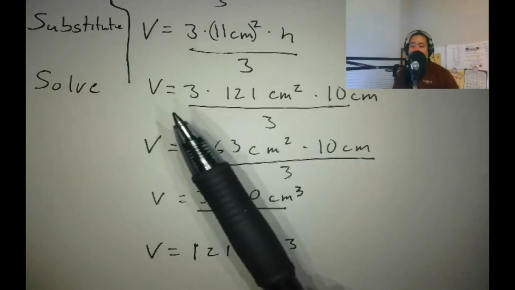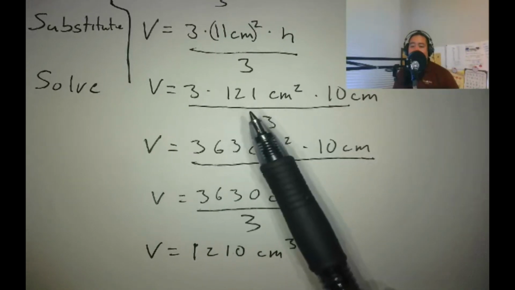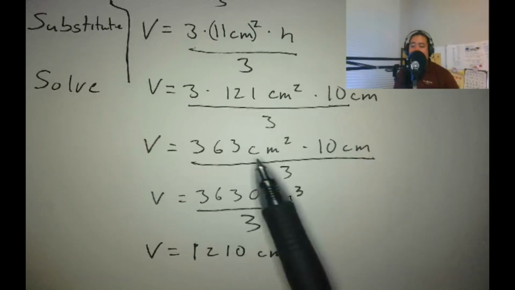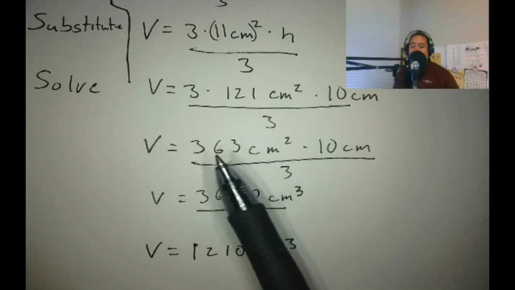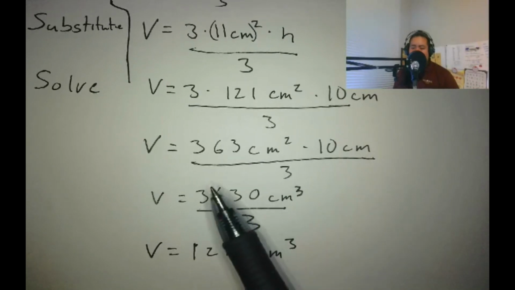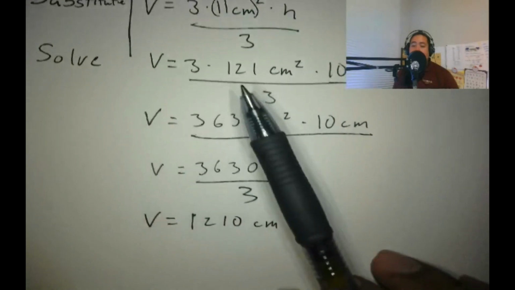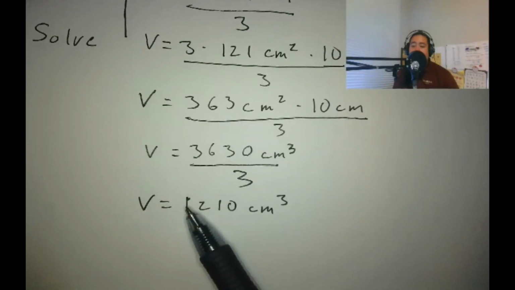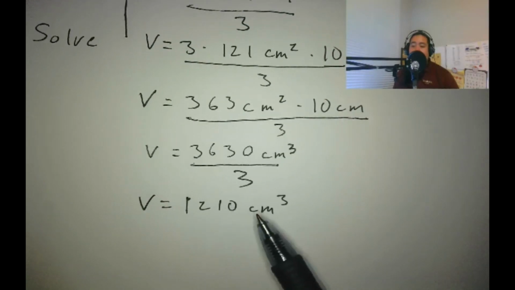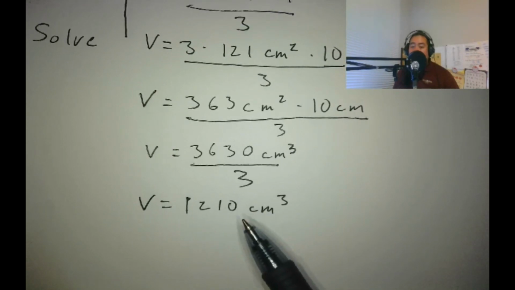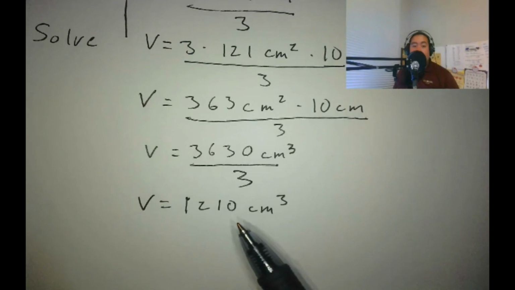My next step, multiplying from left to right, 3 times 121 gives me 363 centimeters squared times 10 centimeters divided by 3. I multiply 363 times the 10, gives me 3,630 centimeters cubed divided by 3. And my final answer is 1,210 centimeters cubed. Remember, whenever I'm doing volume, the units that I have are always going to be to the power of 3. They're going to be a 3D shape.